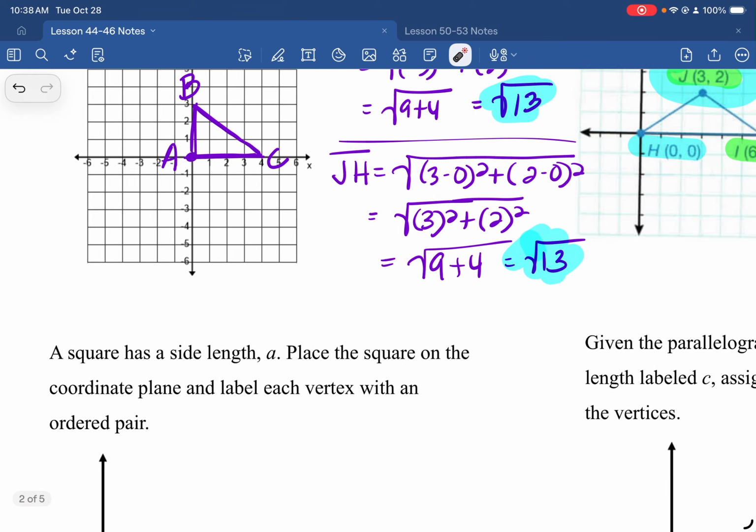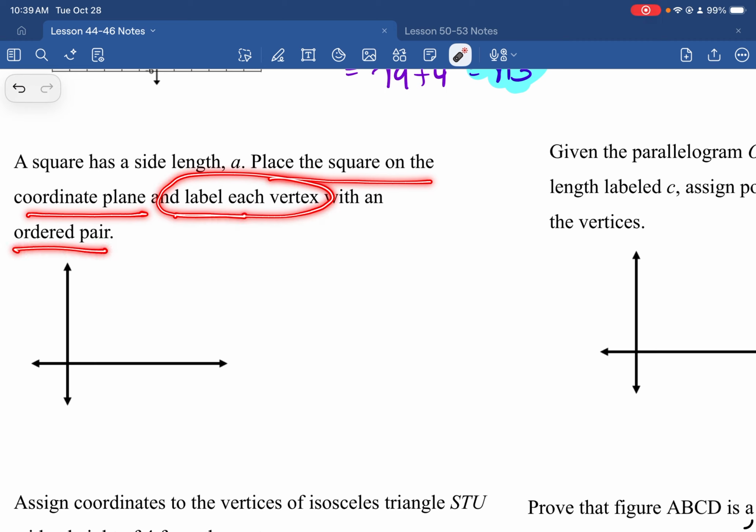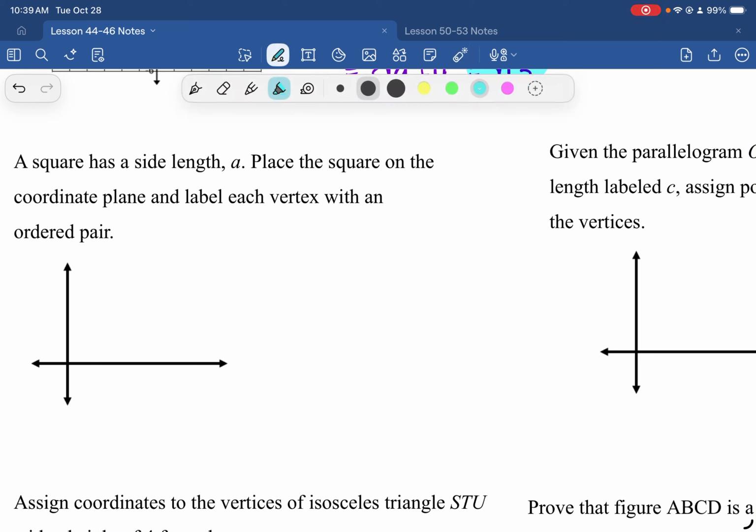All right, moving on to something a little bit more abstract, not very difficult, but it does require you to understand what's happening. So this one says a square, so you have to know a square has all equal sides, has a side length of A. They want us to place the square on the coordinate plane and label each vertex with an ordered pair. So we are going to put, as best as we can, equal sides. We're not artists, but we can try. So here's our square.